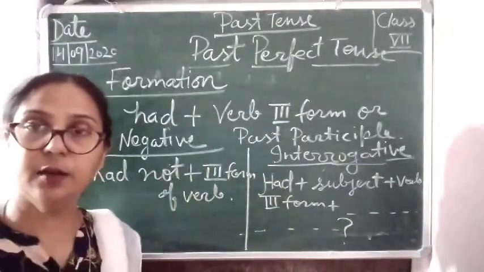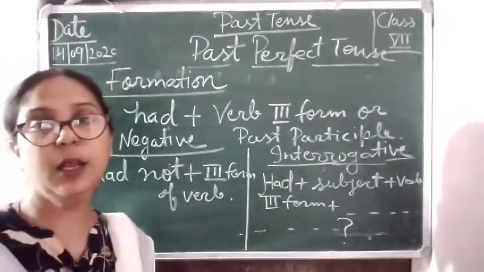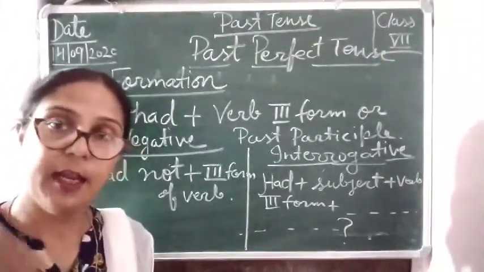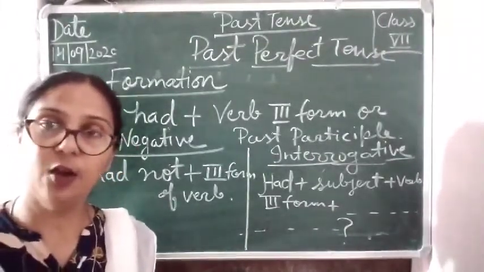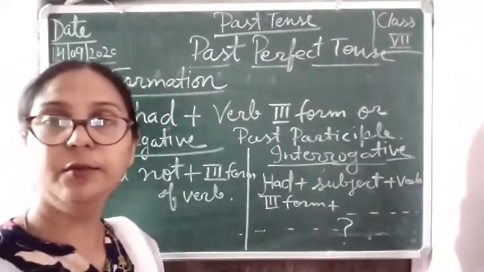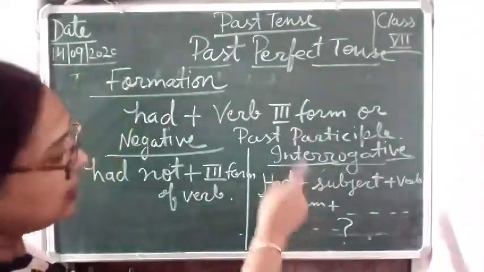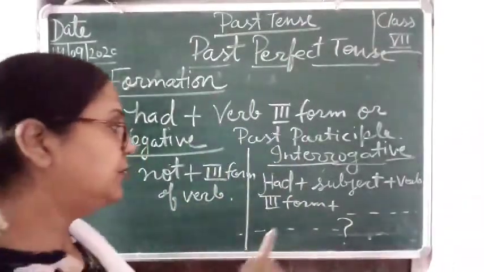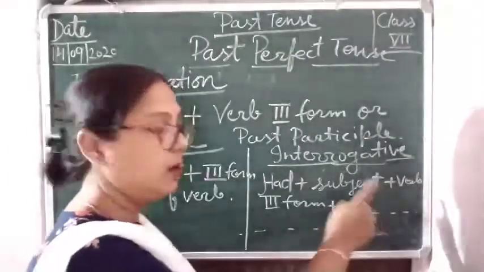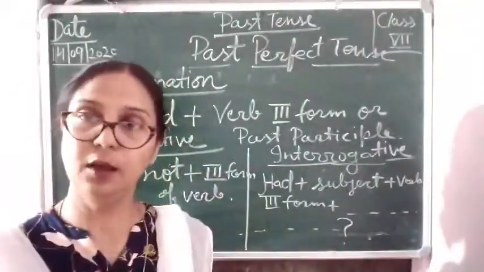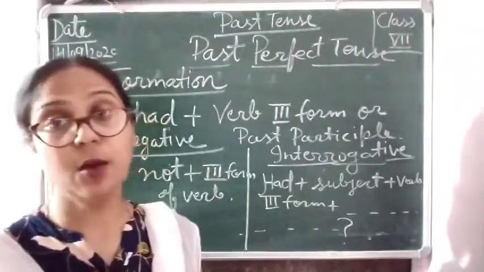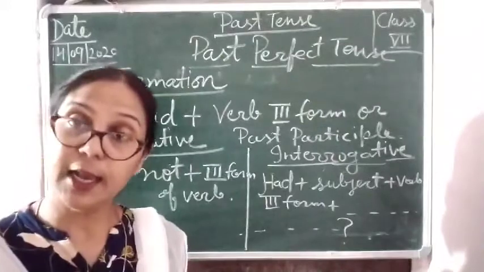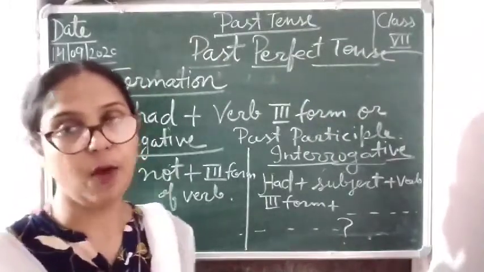In negative, what are we supposed to do? We only use not, because it is a negative sentence. That is why had not will be there with the third form of the verb. Now in interrogative, had will be placed at the first place, then the subject, then the verb, and then the third form of the verb. So this is how we can make past perfect tense in negative and interrogative form.